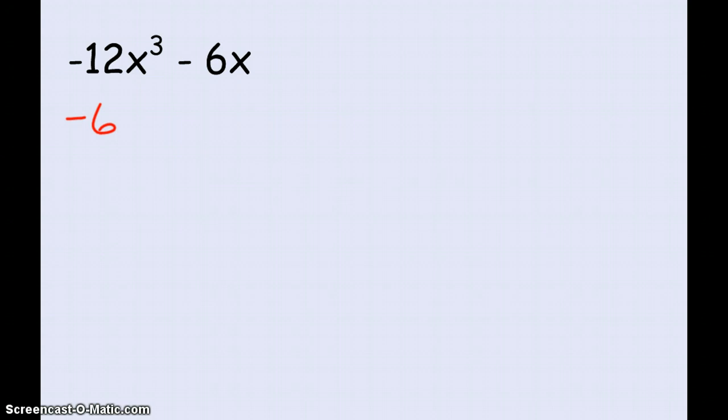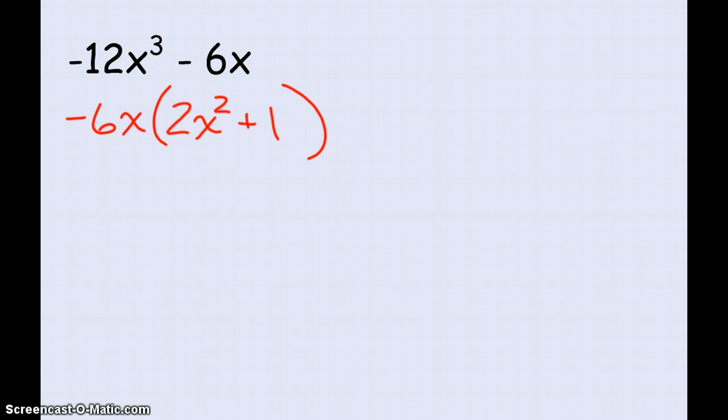And then I've got x to the third, and I've got x left over. So I'm going to write that I'm going to take an x out, x to the 1. So then I'm going to write what's left. Negative 12 divided by negative 6, 2. X cubed divided by x is x squared. And it was negative 6 divided by negative 6 is going to be plus 1. X divided by x. And there's our factored form.